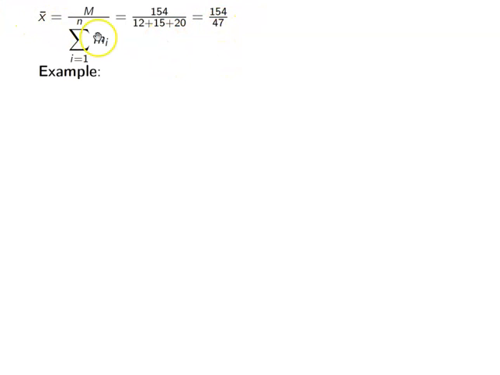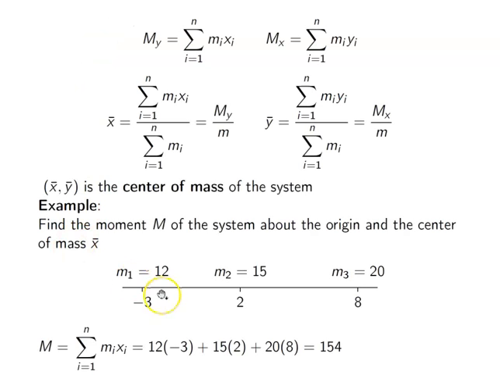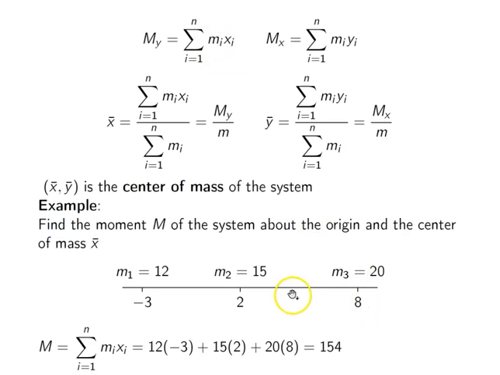And that's it. We found the moment M of the system about the origin, which is 154, and the sum of the masses, 47. And then we found the x bar location, which is 154 over 47. We could plug this into a calculator to get more technical, but this is somewhere around 3. So somewhere about here would be where it is.